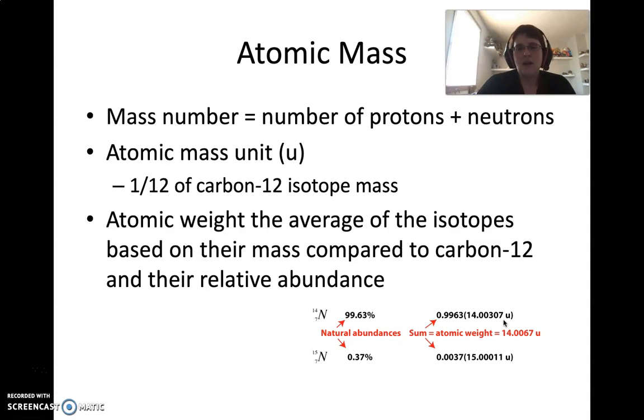All right, so that's where we're going to stop for this section. We will pick up talking more about things that you can find on the periodic table and how we can use the periodic table.